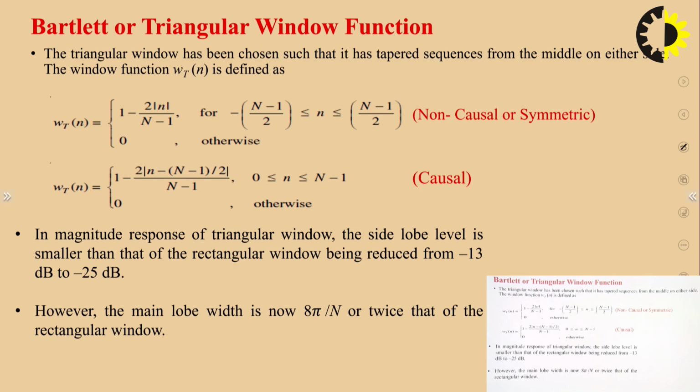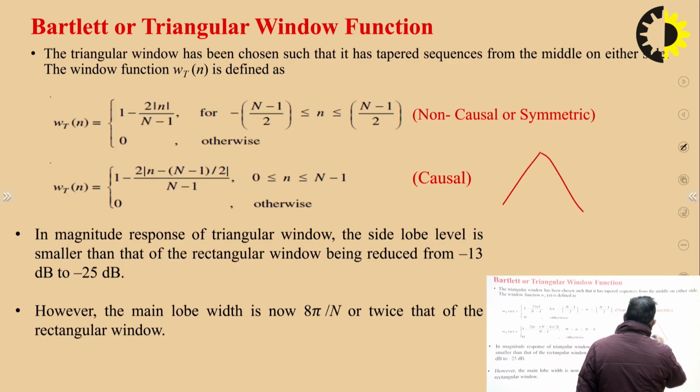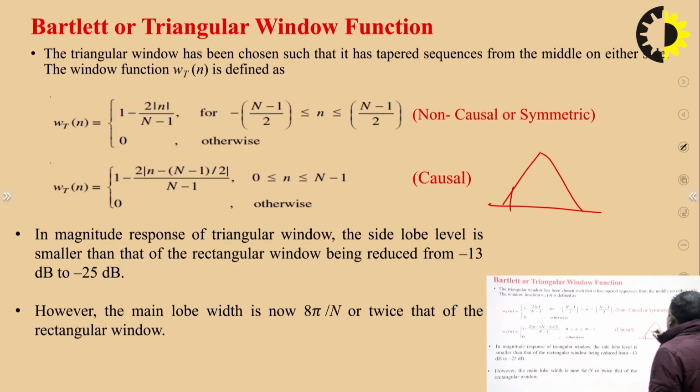And then the Bartlett or triangular window function. In this case, the shape is triangular. I am just drawing the envelope, otherwise the sequences are like this. This is the symmetric triangular window function, and this is the causal triangular window function.